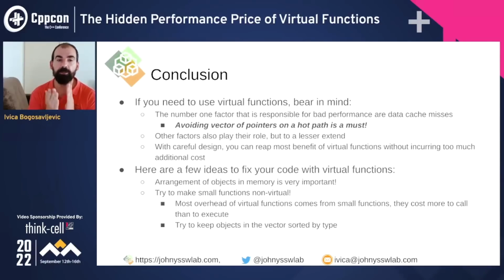So a few ideas on how to mitigate the problems with virtual functions. The number one factor that is responsible for bad performance is data cache misses. So if you avoid vector of pointers, you will be fine. Other factors also play their role, but to a lesser extent. If you design your software carefully, you can reap most benefits of virtual functions without incurring too much additional cost. So a few ideas how to fix your code with virtual functions.